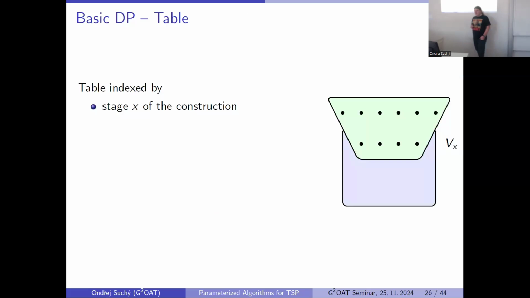So, I want to show you dynamic programming for that problem on this nice tree decomposition, or based on the operations that you can do. I will not explain it to the very detail, but I want to show you some basic concepts of this dynamic programming. So the table is indexed by the stage of the construction that we are in. Like if you have the tree of the construction, like where you are in this tree.